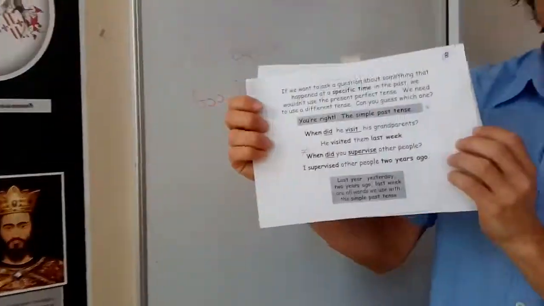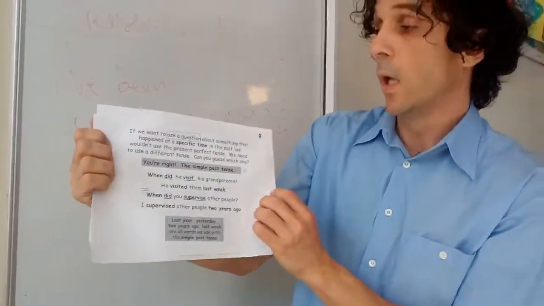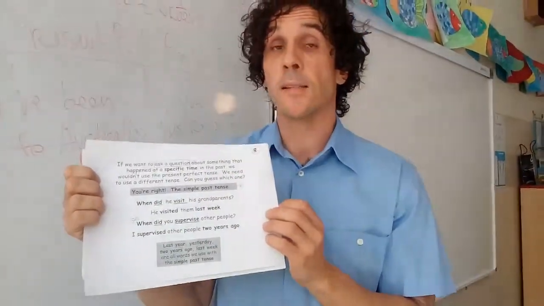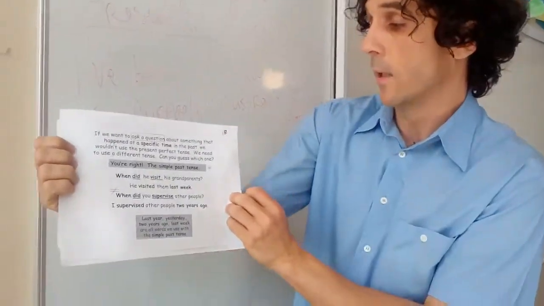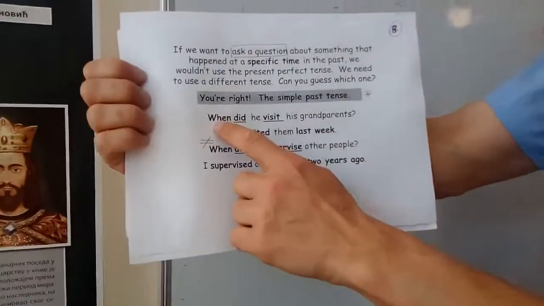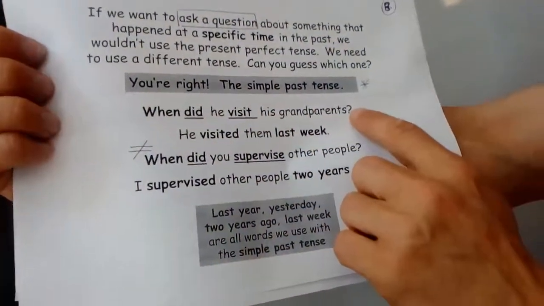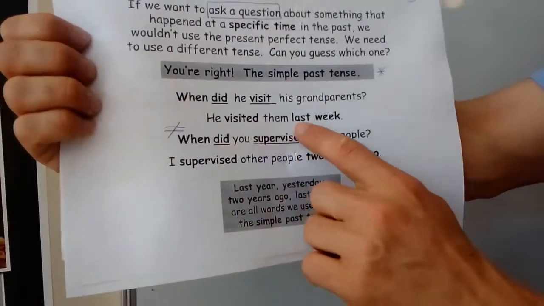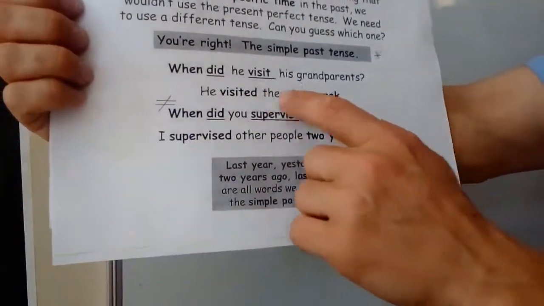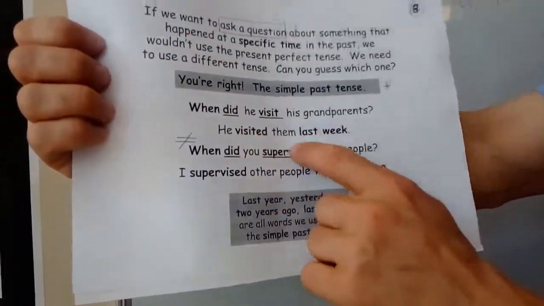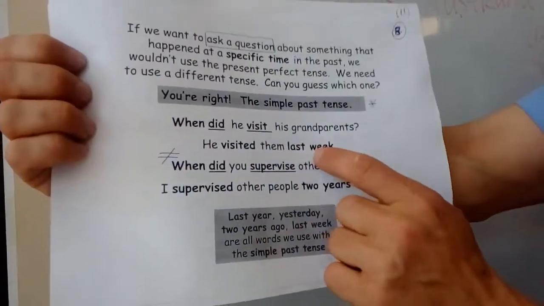If we talk about a specific time in the past, we won't use present perfect tense. We would use past simple tense. So look at this sentence. When did he visit his grandparents? He visited them last week. So we know that this happened last week, that's why we used past simple tense.